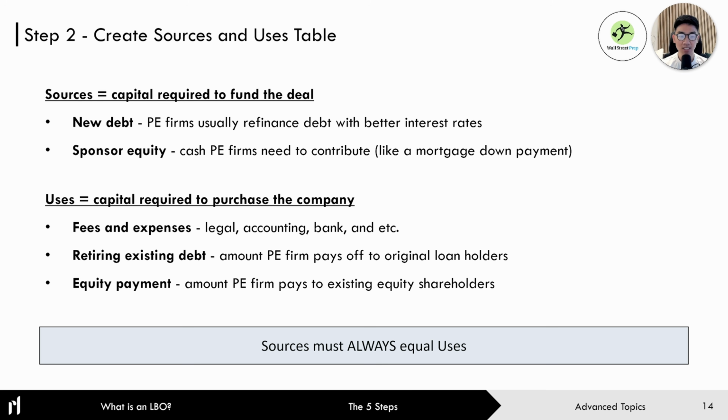And then uses are the capital required to purchase the company. So these are things like fees and expenses, retiring existing debt if the company has had any debt and the PE shop needs to refinance any of that debt. And then equity payment. So this is the amount PE firms will pay to existing shareholders. One really important thing you need to remember about sources and uses is that they always must equal each other. And let's jump into the Excel so you understand what this means.